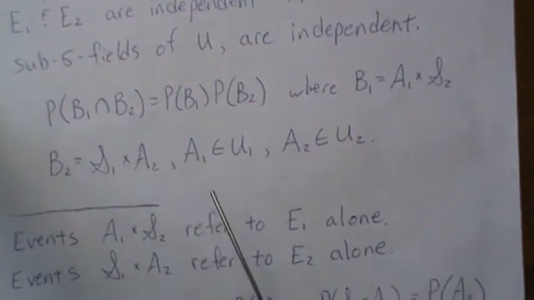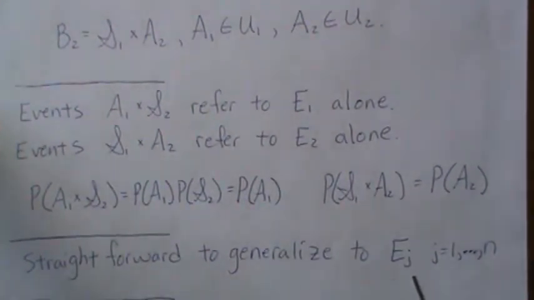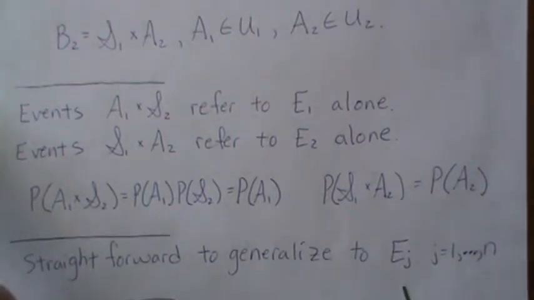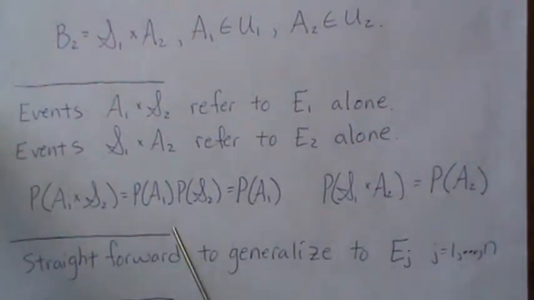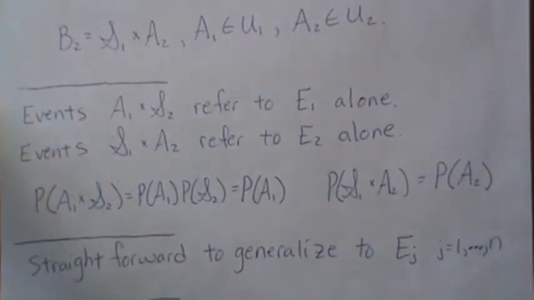So this is two experiments, but it's really straightforward to generalize this to n independent events. If you have n rolls of that die, or n flips of a coin, or you can create your own independent events, it's easy to generalize that they're independent.